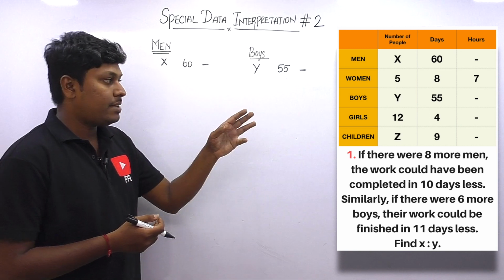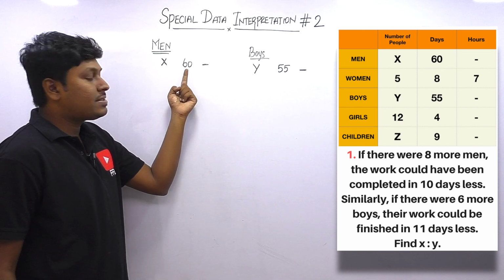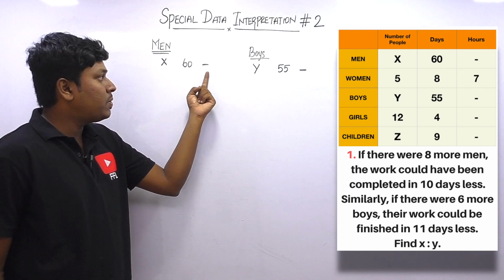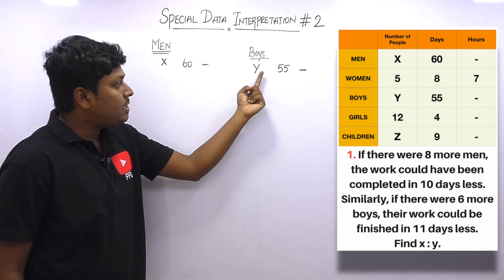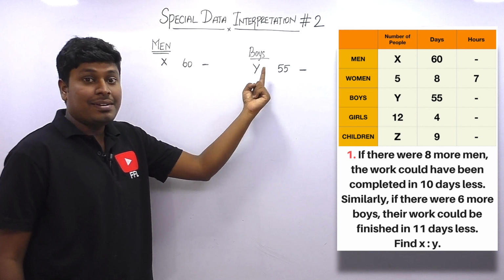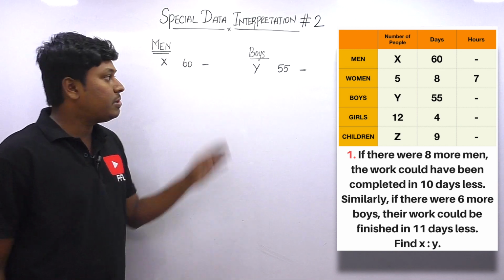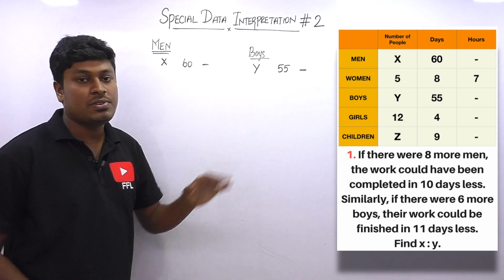Listen carefully. In the table chart, we don't know how many men are working, but they have worked for 60 days, and also for the men, hours is not given. Similarly for the boys, we don't know how many boys are working, but they have completed the task in 55 days, and hours is also not given. In both the cases, hours is not given.